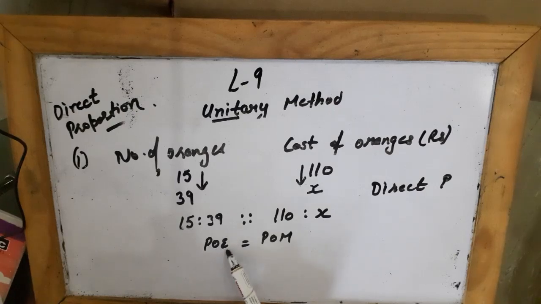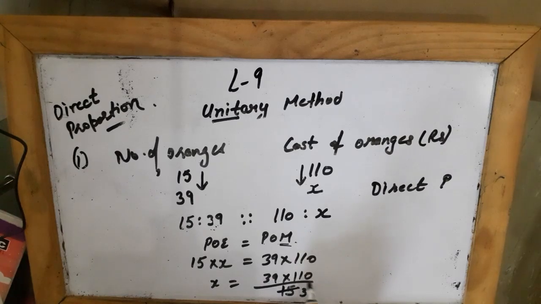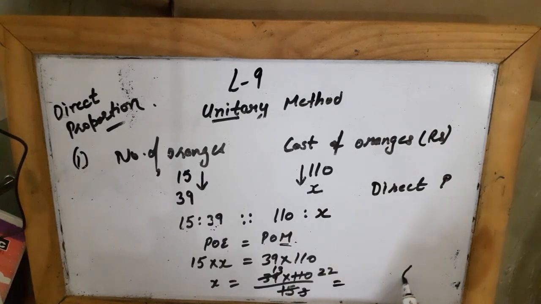Now product of extremes, which are the extreme terms? 15 and x, the first and the last term, they are the extreme terms. So 15 into x. And product of means, which are the mean terms? The second and the third, the middle two terms, these are mean terms. So 39 into 110. So this becomes an equation. So to find this x, 39 into 110 divided by 15, right? 5 3s are 15, 5 2s are 10, 20, 3 1s are 3, 3s are 9, 2s are 13, 2s are 26, 286 rupees.